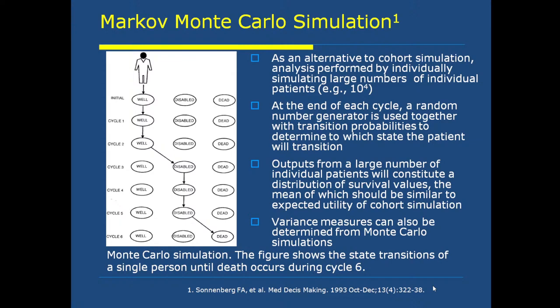Outputs from a large number of individual patients constitute a distribution of survival values, the mean of which should be similar to the expected utility of cohort simulation. Variance measures can also be determined from Monte Carlo simulation.